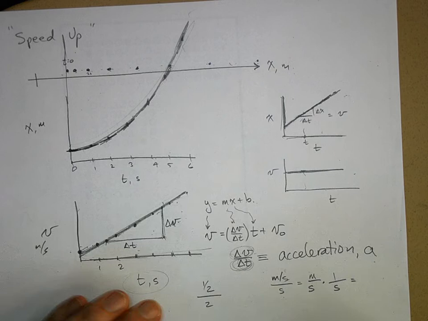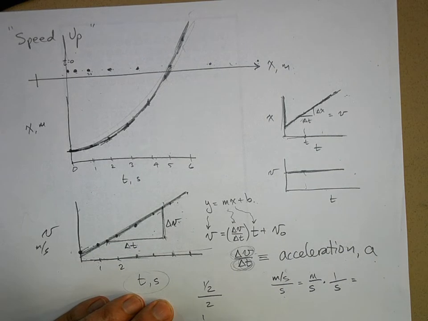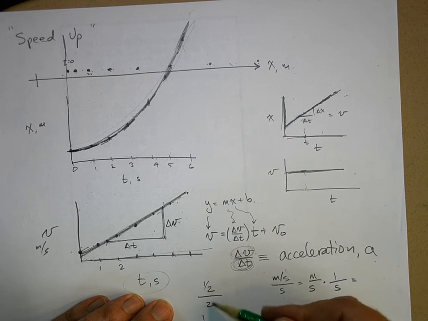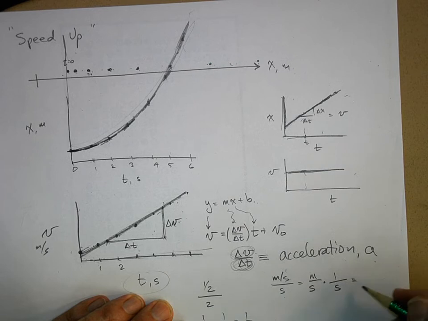And you go like this. You can say, okay, that's 1/2 times... Remember, you reciprocate and multiply. So instead of dividing by 2, we multiply by 1/2. And 1/2 times 1/2 is 1/4. Well, we do the same thing here. Meters per second times 1 over what's on the bottom here.